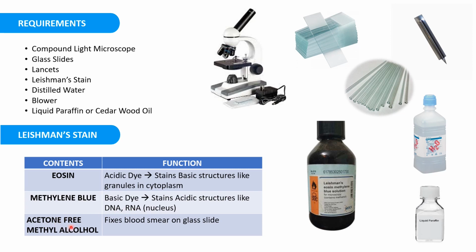Then acetone free methyl alcohol. This is the content used for fixing the blood smear on the glass slide. If you make the blood smear, it needs to stick on the glass slide. That is done by methyl alcohol. But this is not just methyl alcohol, it is acetone free. The acetone is removed from the solution and then it is mixed with leucine and methylene blue. So these are the contents of Leishman stain.